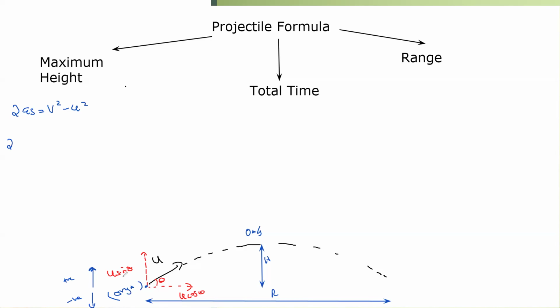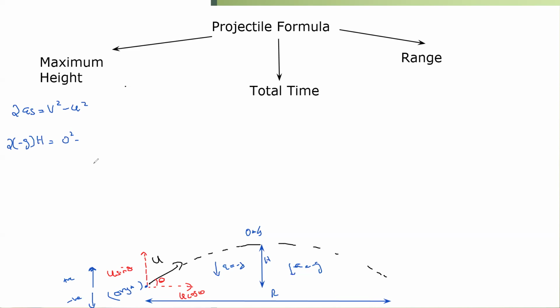That's why u sine theta, the initial velocity pointing upward, is positive. But what about the acceleration? It is always pointing downward, that's why we call it minus g. In all places the direction of the acceleration is downward, so it will remain negative throughout the motion. S is the maximum vertical displacement, and the final velocity is 0.